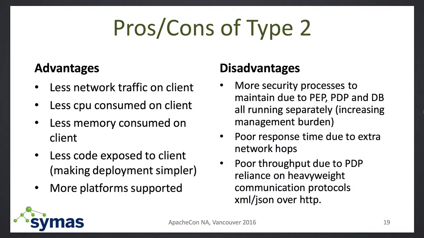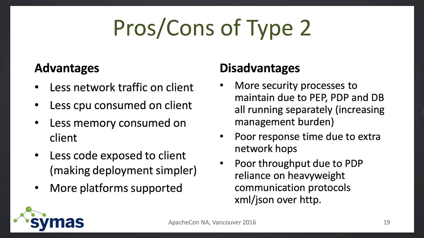And they have some advantages, for sure. And that is that there's less stuff on the client. So you've got less traffic, less CPU, less memory, less code, because that policy enforcement point's just a little bit of code. It's just a pass-through. And because you only have to build a little bit of code for that enforcement point, you're going to be able to support lots of platforms, like the big ones do.